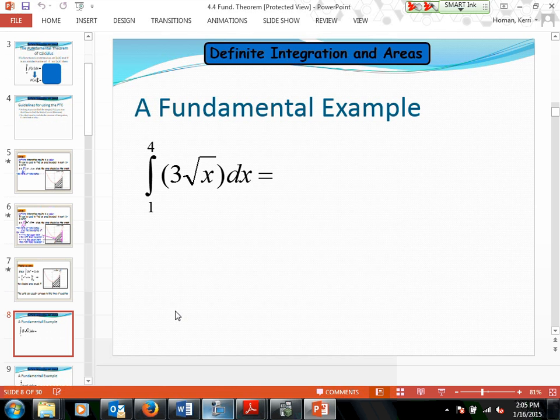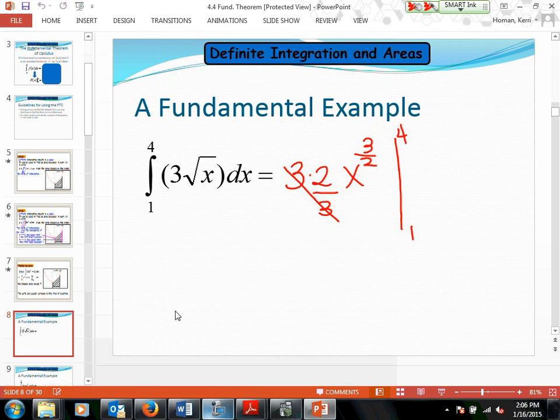Okay, so we have the integral from 1 to 4 of 3 times the square root of x dx. So first of all, we have 3 times the antiderivative of x to the 1/2. Okay, x to the 3/2, and then we divide by our power. So 2/3 x to the 3/2. Everyone with us? The 3's cancel. And we're evaluating this from 1 to 4. I want to see your antiderivative with the bar from 1 to 4.